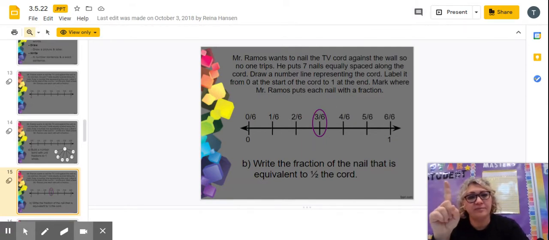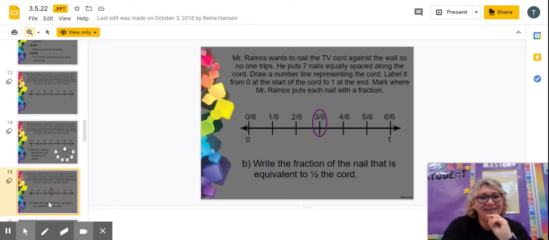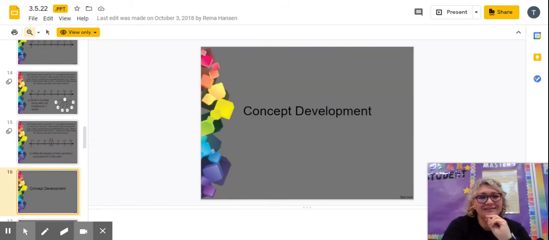Well, let's think about this for a minute. Can we divide 3/6 and make it smaller? We can, because 3 goes into itself 1 time and 3 goes into 6 2 times. So it would be equal to 1/2. Okay, let's see what they have next for us.